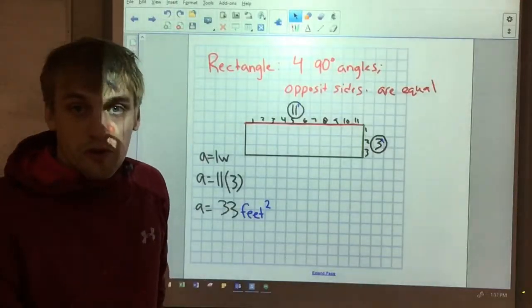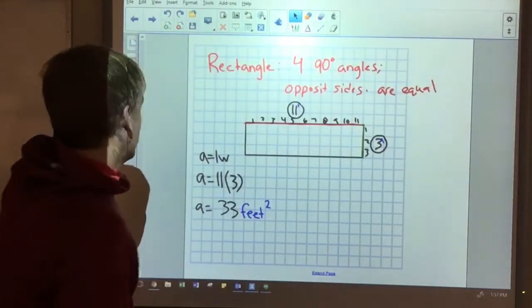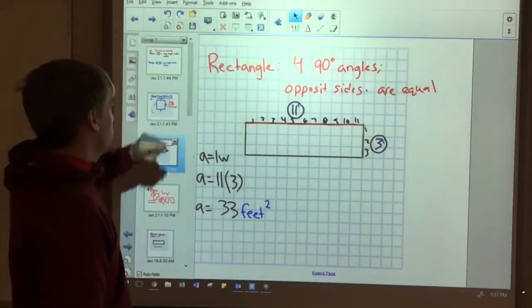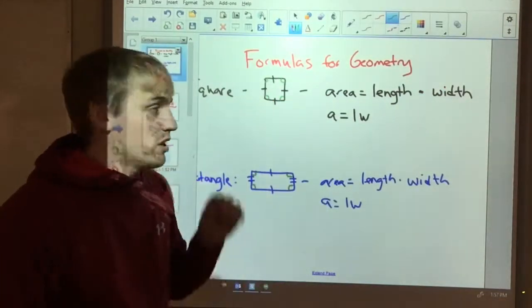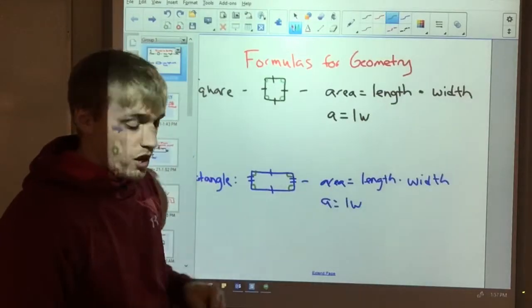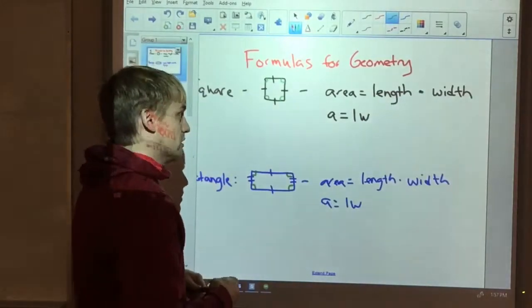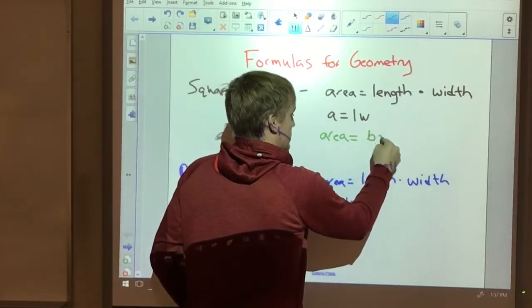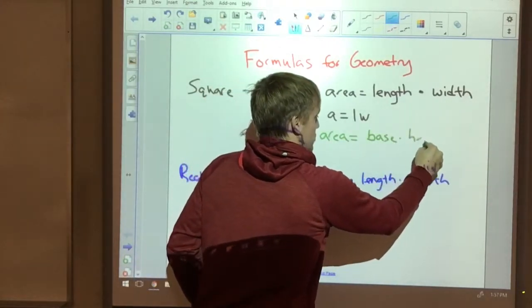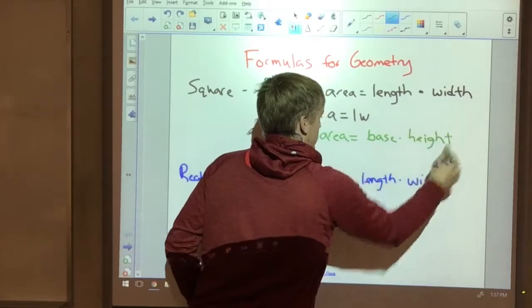There's actually two formulas for both a square and a rectangle. Okay, so I'm going to go back to the formulas page, and I want you to add this formula to your formulas page, on both square and rectangle. You could also say that area equals base times height. Okay, it's just a little bit different terminology.